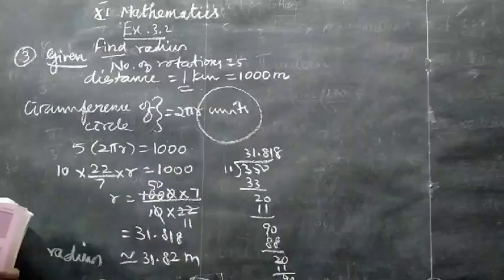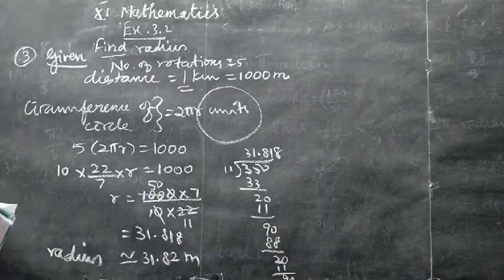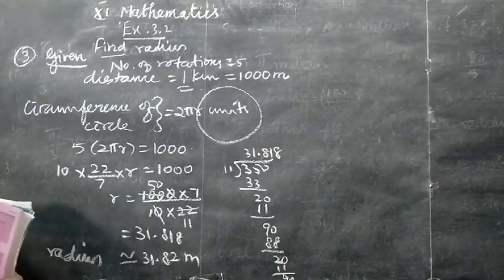Use rough column for division, children. You will not be allowed to use a calculator. Definitely you should work out and give the answer like this. Is it clear?